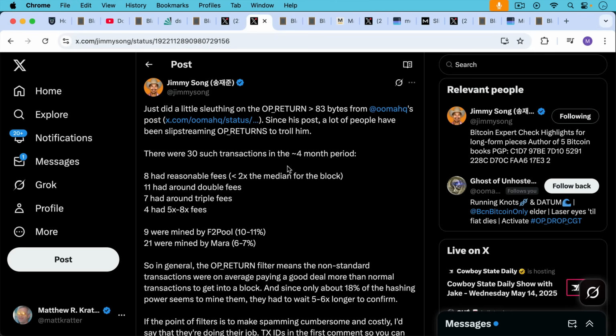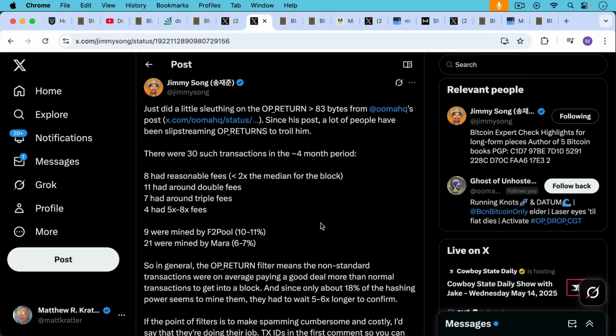There are 30 such transactions in a 4 month period. 8 had reasonable fees, less than 2x the median. 11 had around double fees. 7 had around triple fees. 4 had 5x to 8x fees. 9 of these transactions were mined, or that is included in a block, by F2Pool, and 21 were mined by MARA. MARA loves mining spam.